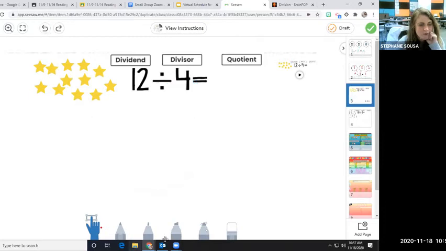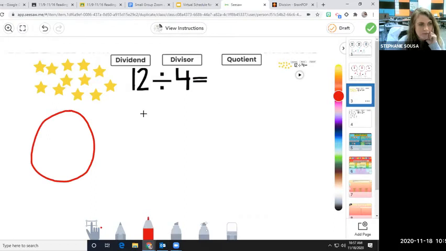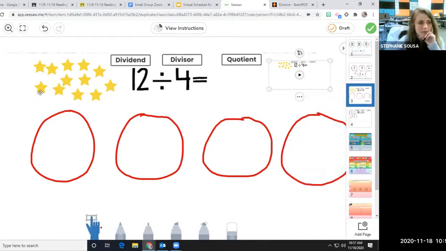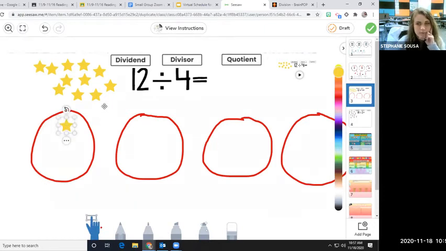So if your stars weren't showing up, do the same thing. I'm going to draw groups. 1, 2, this is real life problem solving. I don't just say, oh, well, I'll turn in work that doesn't make sense. I fix it. Now I'll be able to move my stars. 1 for the first group, 1 for the second group, 1 for the third group, and 1 for the fourth group. Again, I have 4 groups because that's my divisor.